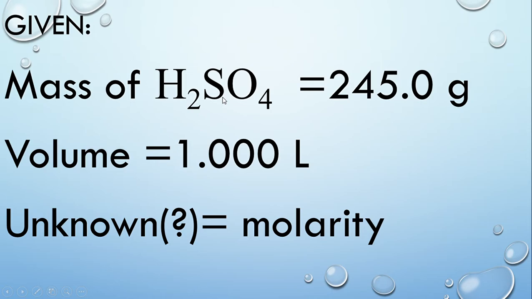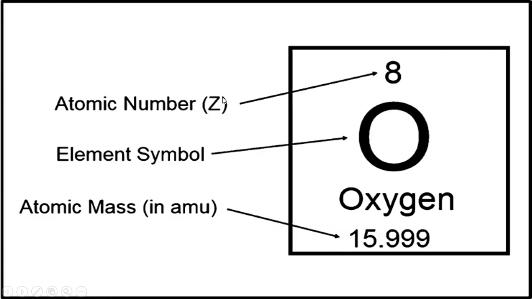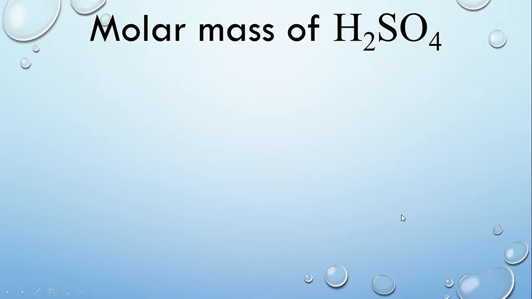So an example. Here is our given example, the element O, oxygen. O is the symbol, 8 is the atomic number, and the atomic mass is 15.999 or simply 16. So ito ang gagamitin natin, si atomic mass, para makompute natin ang molar mass ni sulfuric acid. Okay, here is the solution.